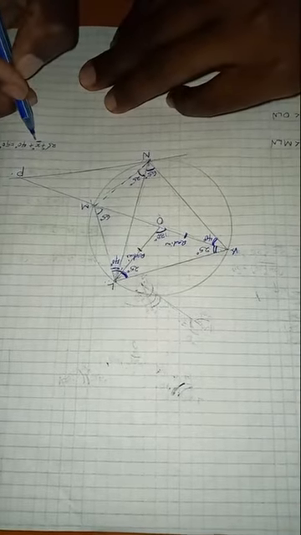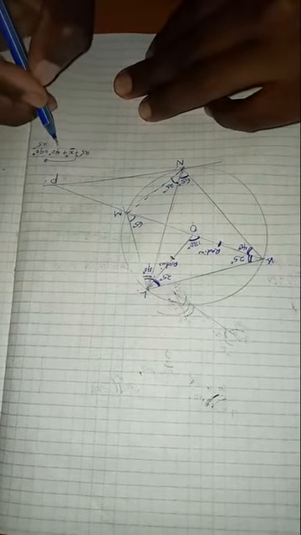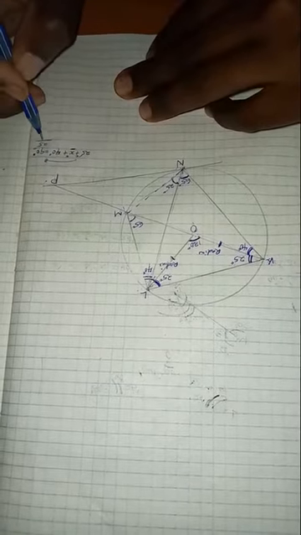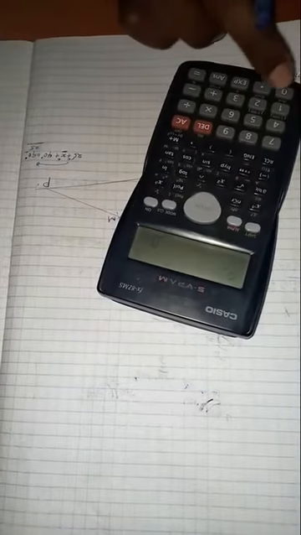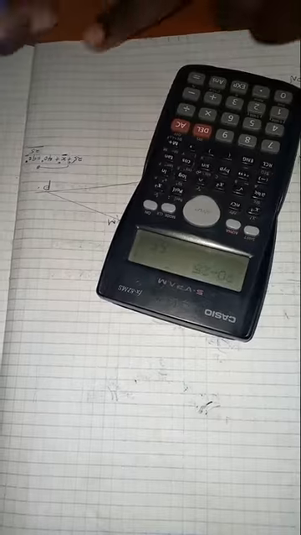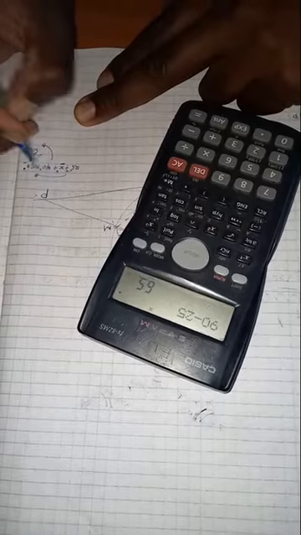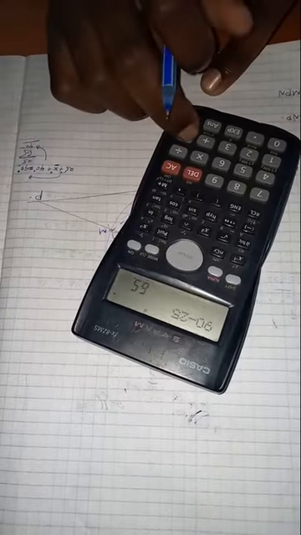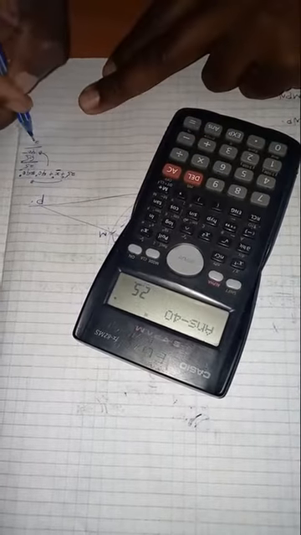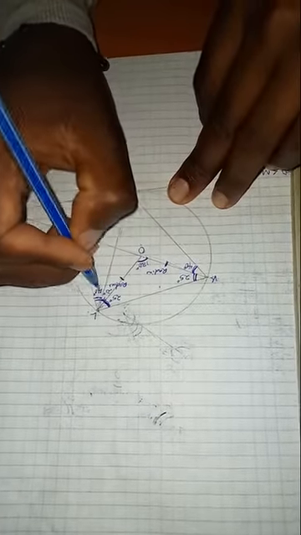For you to find x, you take 25 to the other side, it becomes subtraction. Let's subtract 25 from 90, we get 65. Then you take 40 to the other side of the equal sign, it becomes negative 40 degrees. So when you subtract 40, you get 25 degrees. It means that x is equal to 25 degrees. This angle here is 25 degrees.